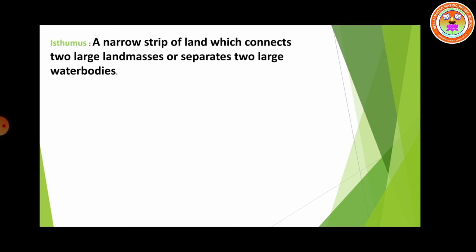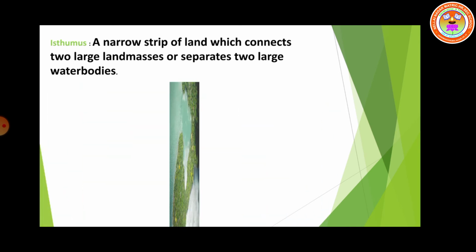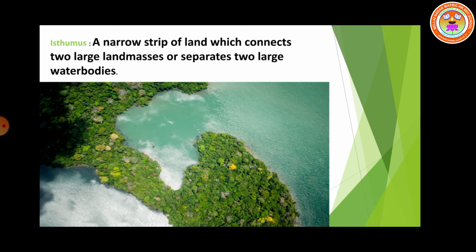Next we have Do You Know. Do You Know is about isthmus. An isthmus is a narrow strip of land which connects 2 large land masses or separates 2 large water bodies. This picture is the Isthmus of Panama. What picture is this? Isthmus of Panama, which connects North America and South America.